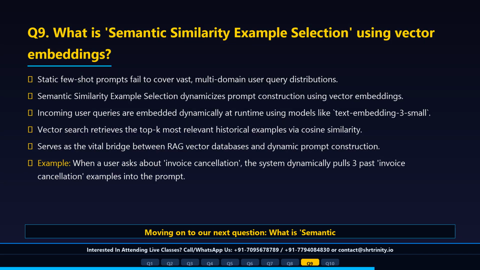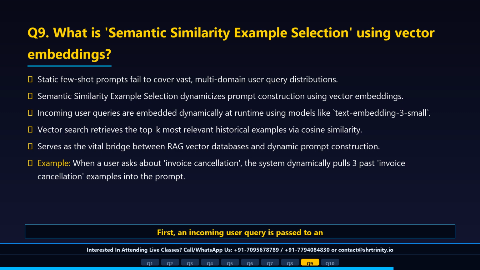Moving on to our next question, what is semantic similarity example selection using vector embeddings? In complex, multi-domain production applications, using a fixed, static set of few-shot examples in your prompt is inefficient. If your system handles diverse user requests ranging from billing issues to technical troubleshooting, a static set of examples cannot adequately cover every scenario without exceeding context limits. Semantic similarity example selection solves this by dynamically assembling custom few-shot prompts tailored specifically to each incoming query using vector embeddings. The technical pipeline operates in 3 distinct steps.